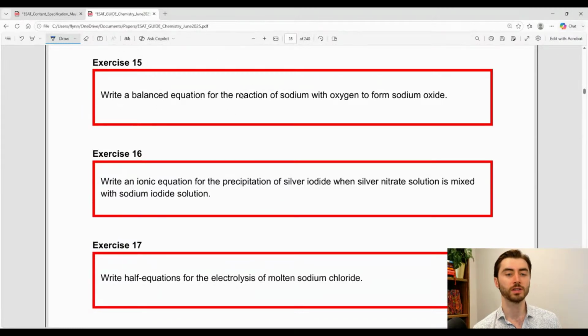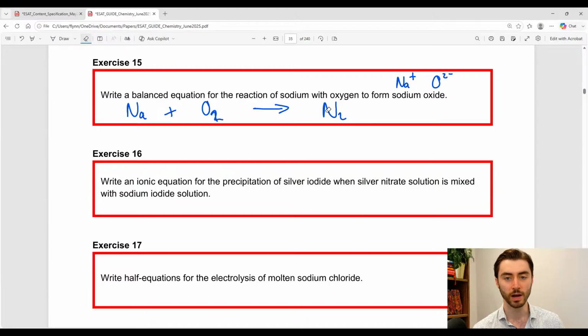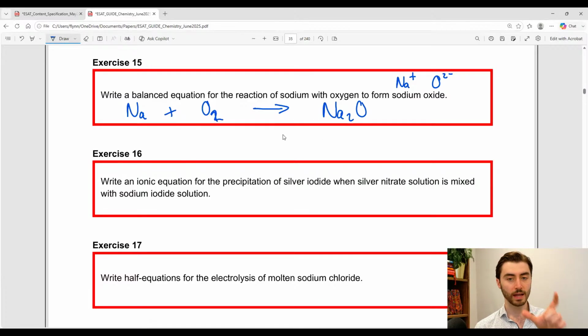Balanced equation for the reaction of sodium. How does sodium exist as sodium? How does oxygen exist as O2? To form sodium oxide. This ionic compound, what ions are present? Sodium forms Na+, oxygen forms O2-. In order to balance these charges, sodium oxide must be Na2O. There must be 2 sodiums for every oxygen. Now, to balance the oxygens, we need a 2 to go here. To balance the sodiums, we need a 4 to go there.